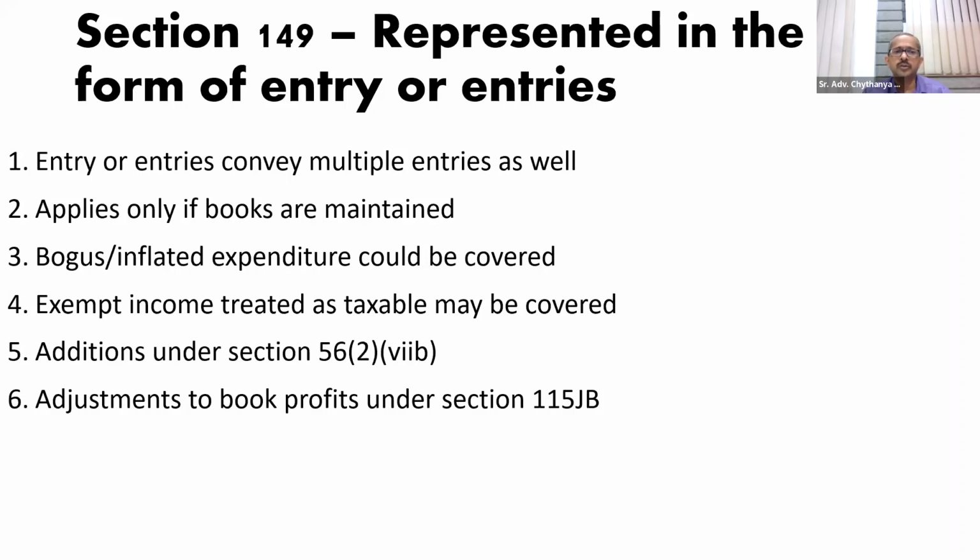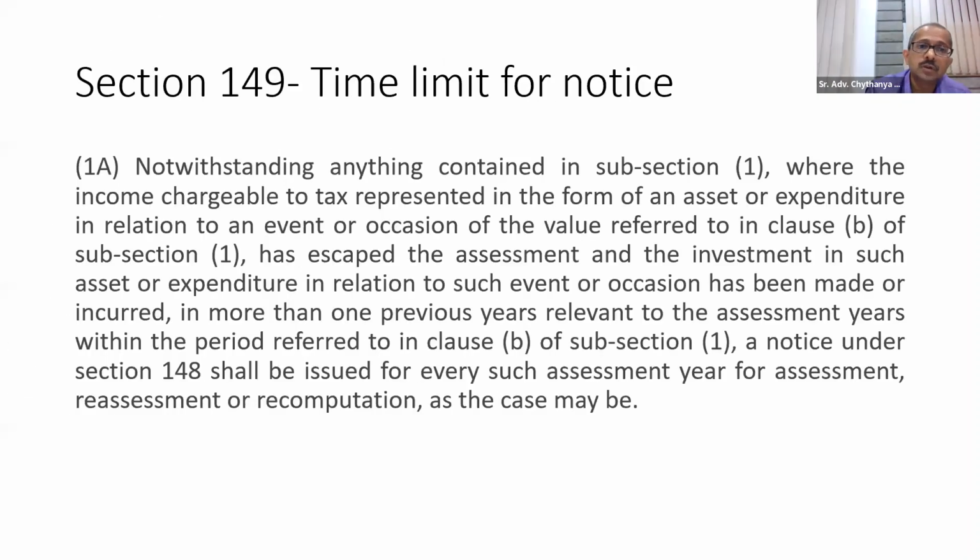It may cover bogus or inflated expenditure. It may cover exempt income, like agri income not accepted. You have passed an entry in your books of account on agri income, if you maintain books. Additions under 56(2)(vii)(b), angel tax also could get covered. Adjustments to book profit arguably could get covered. Now, these are the situations.